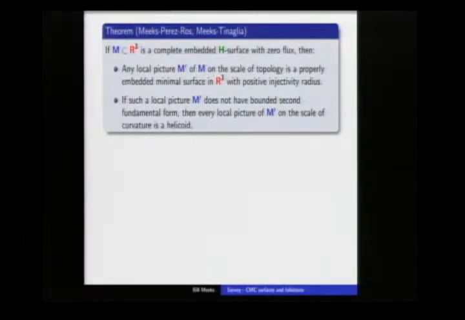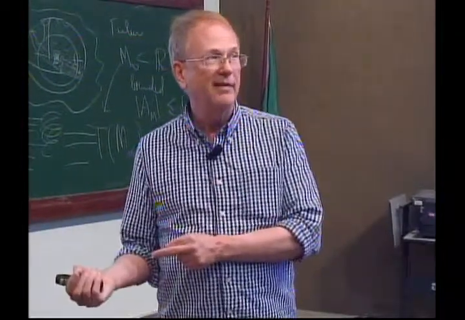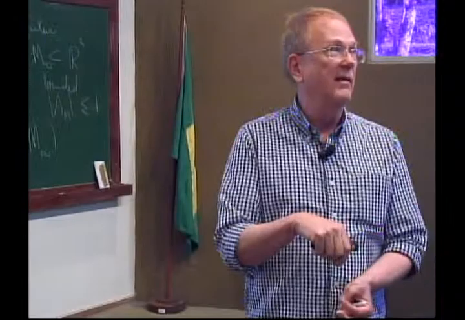Okay, so why is this true? Well, let's just look at what happens. If you remember, there were three possibilities for the local picture on the scale of topology. Either you got a parking garage structure. We also said we had connection loops, and these connection loops have non-zero flux. Non-zero flux in the limit implies non-zero flux on the original surface. But we said our surface has zero flux, right here.